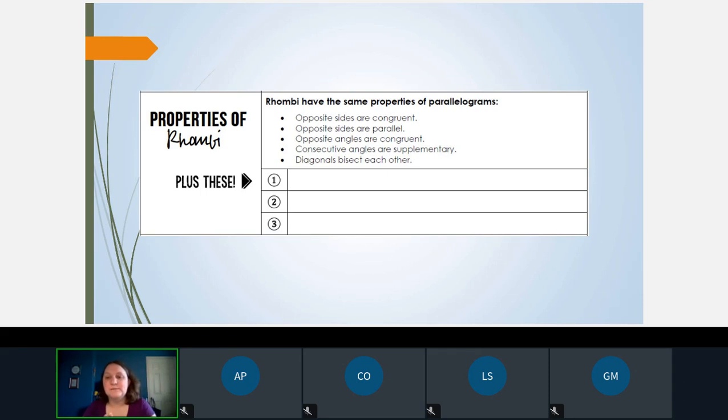A rhombus is a parallelogram. Every property of a parallelogram is also true for a rhombus. So what makes a rhombus special? Well, it has 4 congruent sides. So that's a little different than a parallelogram. Parallelograms don't have to have 4 congruent sides, but rhombuses do. So all 4 sides are congruent.